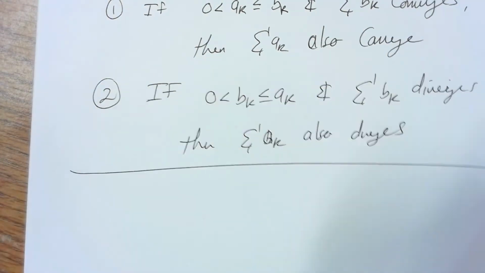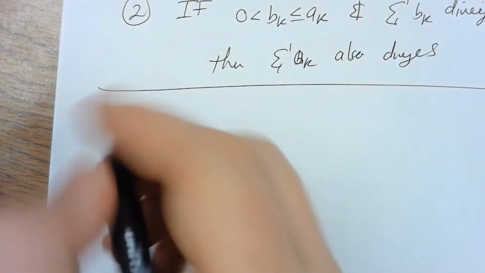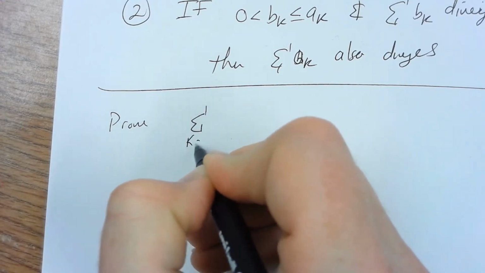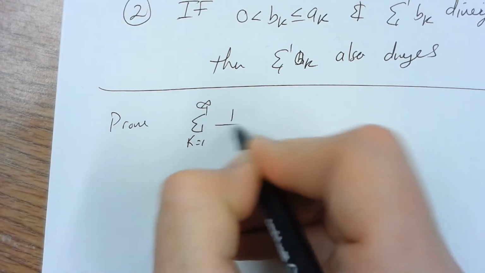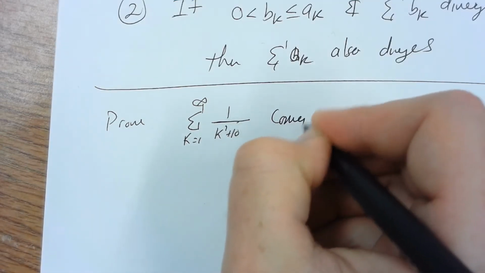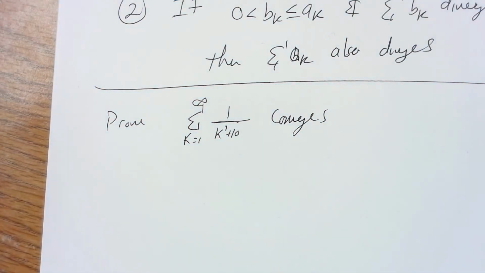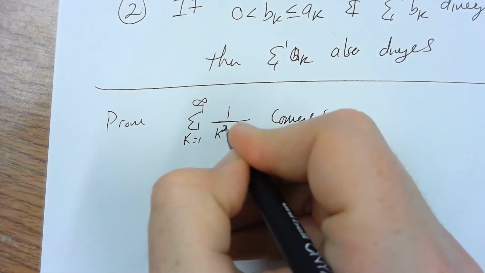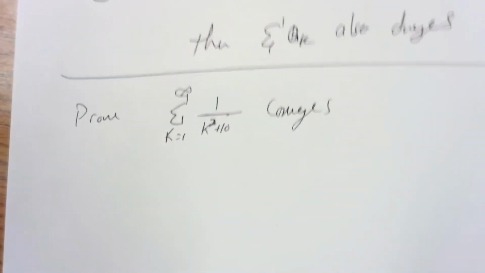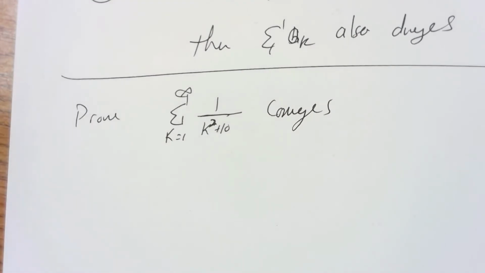So let's jump straight into a single example of this, at least in this video here, and let's prove the summation of k equals 1 to infinity of 1 over k squared plus 10 converges. So I've given you the conclusion at this point that we know that this particular series, 1 over k squared plus 10, converges, and I need to then conclude that it does, and I need to show how it does.